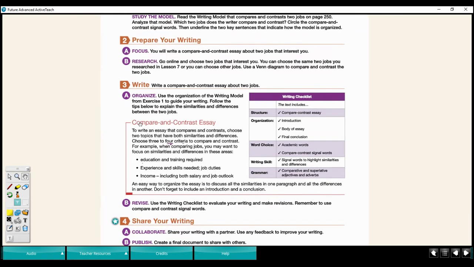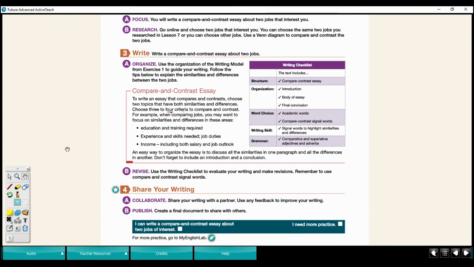So what I want you to do is to look at 4 criteria that you can use to compare and contrast these 2 jobs. So you might want to focus on how they're similar or how they're different, but the criteria can be anything. It can be like this example shows: education and training required for the 2 jobs, experience and skills, income, both the salary and the job outlook, like are there going to be a lot of jobs, any number of things that you want to use for your criteria.